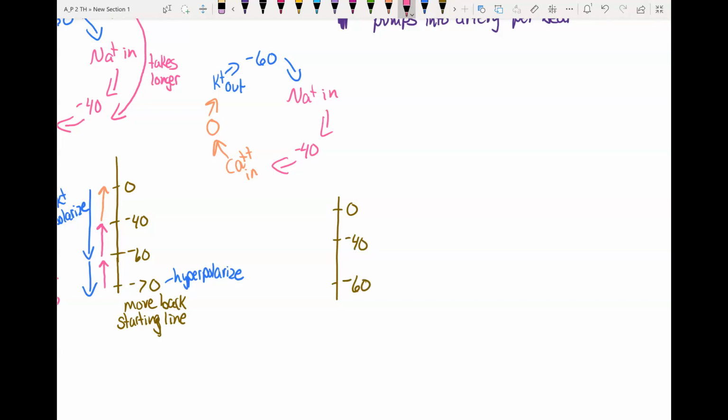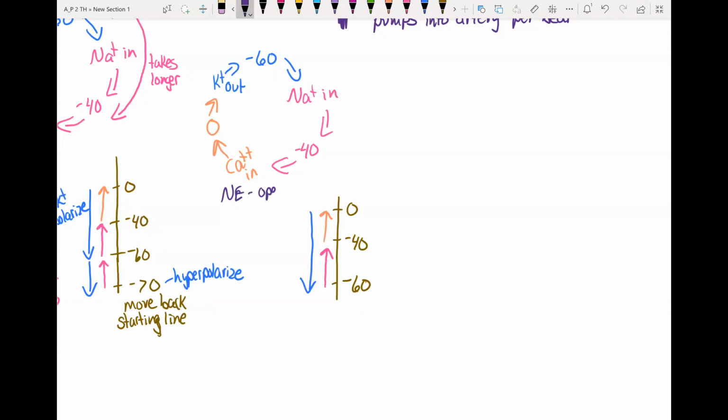Here it is on the number scale again. Sodium brings you from -60 to -40. Calcium brings you from -40 to 0. Potassium takes you back down to -60. Now we want to make this go faster. We're going to make this go faster by opening more calcium gates. So norepinephrine is going to act here.